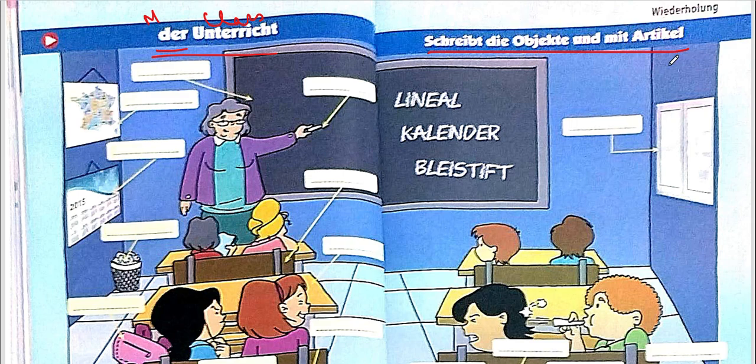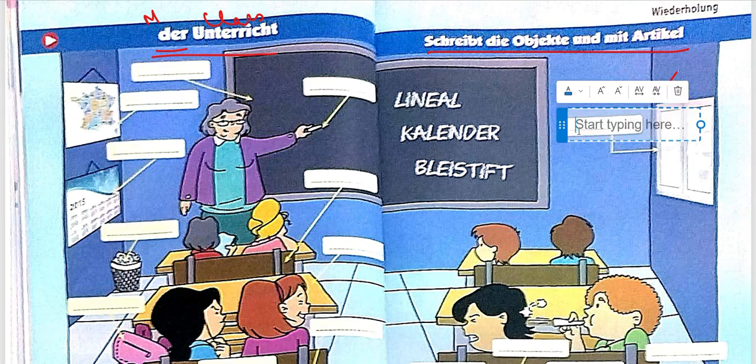I'll give you an example here. For example, if I take a look at this. This is a window. Window is called Fenster. The article of Fenster, what is the article of Fenster? Is it das or is it der? What do you think? I guess it's das Fenster.